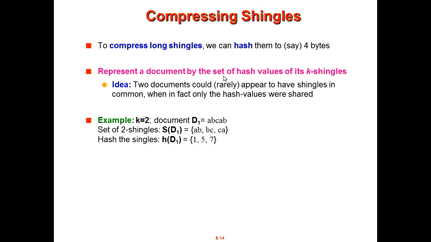The idea of this representation is that if two documents rarely have shingles in common, then in fact only the hash values were shared. So we can also use the hash values as the document's representation. And that's how you can compress the long shingles into a shorter representation. This can help you improve the efficiency of the next step of computation.